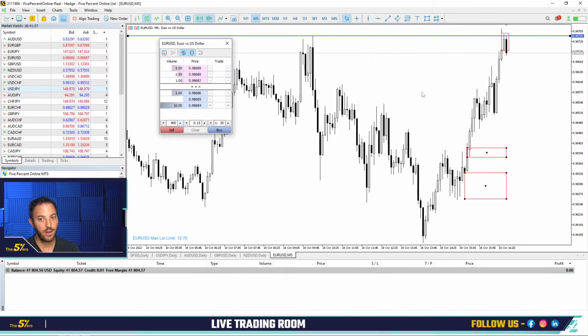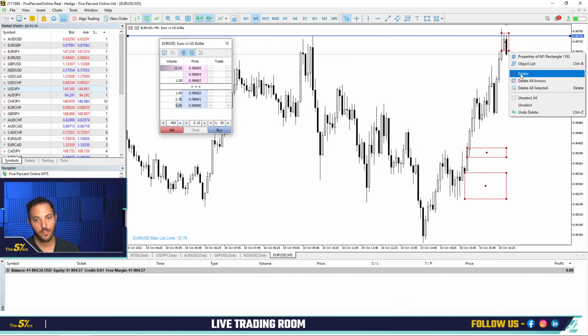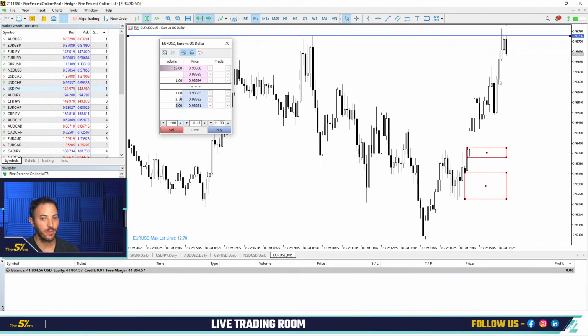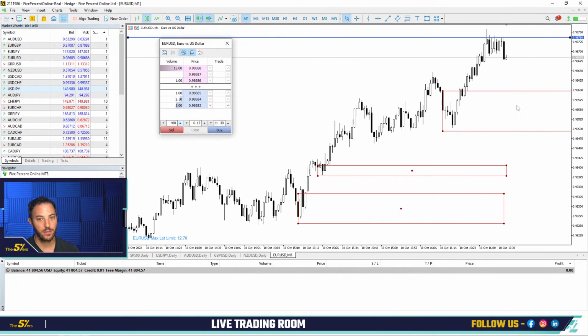Nice. Now on the 5-minute chart, I'm waiting for the market to come probably to this area, and from there I can start buying again.